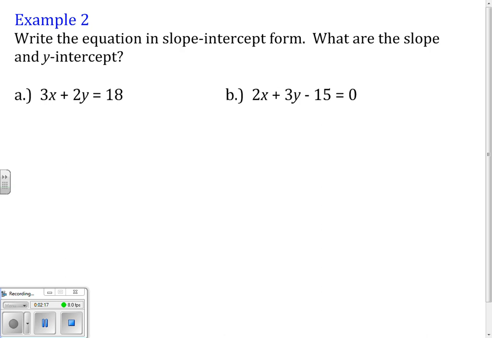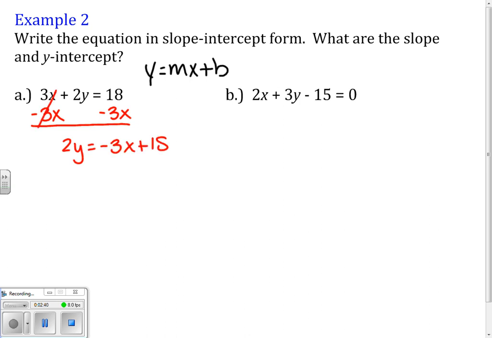Number 2, write the equation in slope-intercept form. What are the slope and y-intercept? So the big idea here is they want y equals mx plus b, which really means you want to solve the equation for y. If I want y by itself, the first step is to subtract 3x from both sides. Subtracting 3x gives me 2y equals negative 3x plus 18. Divide everything by 2. I get y equals negative 3/2 x plus 9.